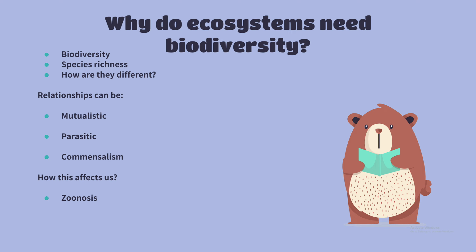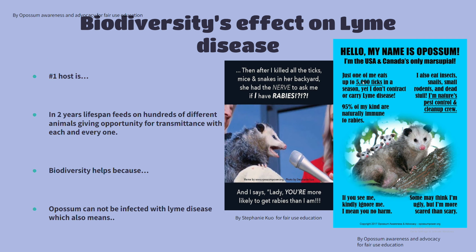Zoonosis is another term to know. It is defined as any disease or infection that is naturally transmissible from vertebrate animals to humans. The number one host of Lyme disease is the Midwestern tick. Over a 2-year life cycle, ticks across the Midwest will take blood meals from hundreds of different species of hosts.